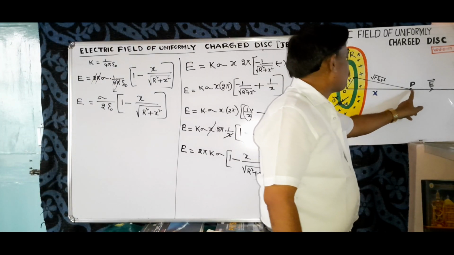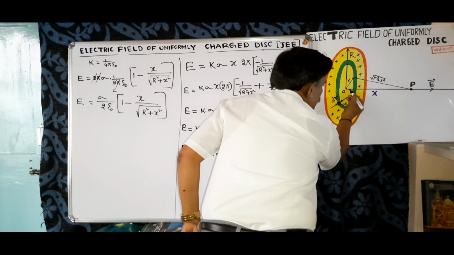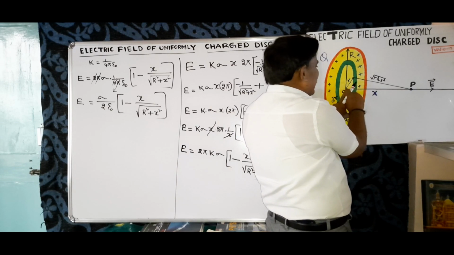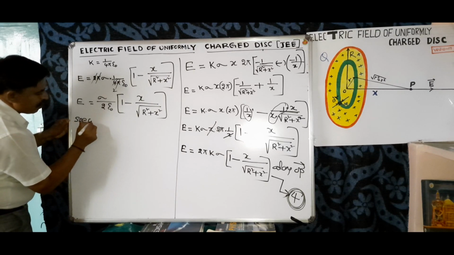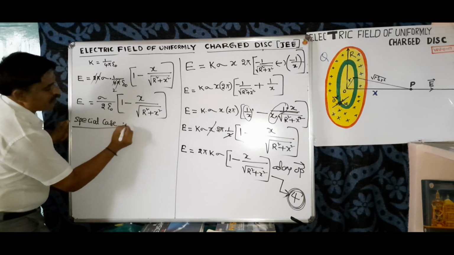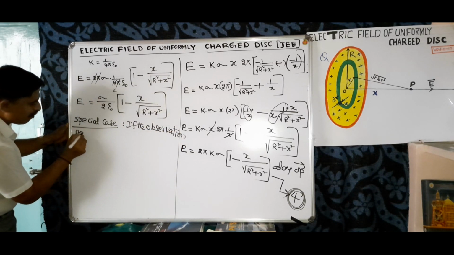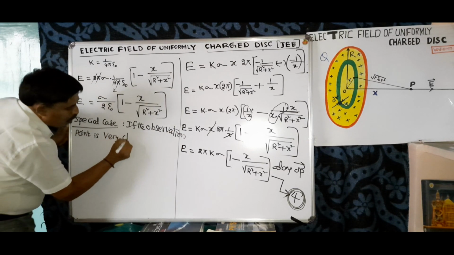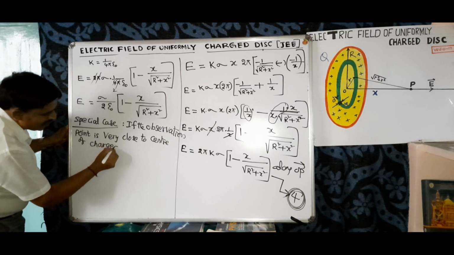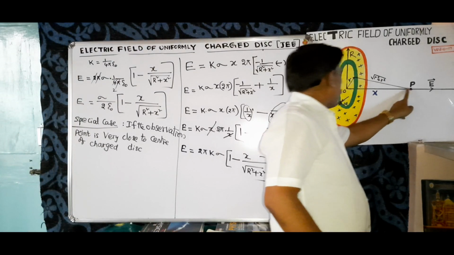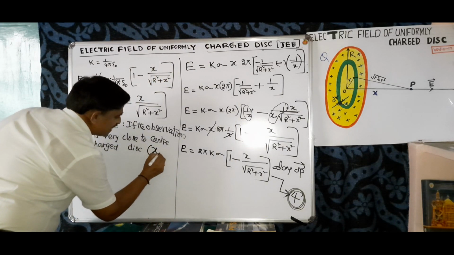Suppose this observation point is very close to the center. Very close to the center means this distance is equal to zero. As a special case, if the observation point is very close to the center of the charged disk, this point is present here and this distance is equal to zero, that is x is equal to zero.